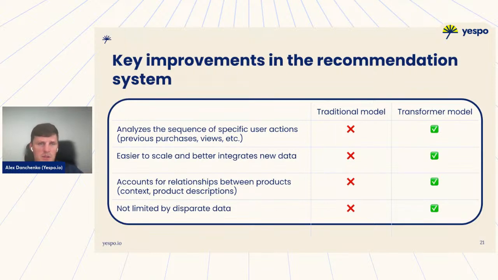So most of the improvements we've already covered, and we see that transformer models with embeddings help to analyze sequences, which is very important. It helps you to scale and better integrate new data and to present new collections and new categories of products on your website.